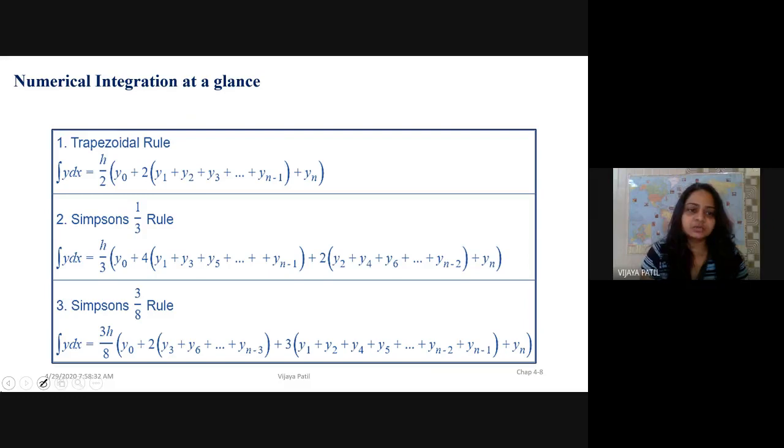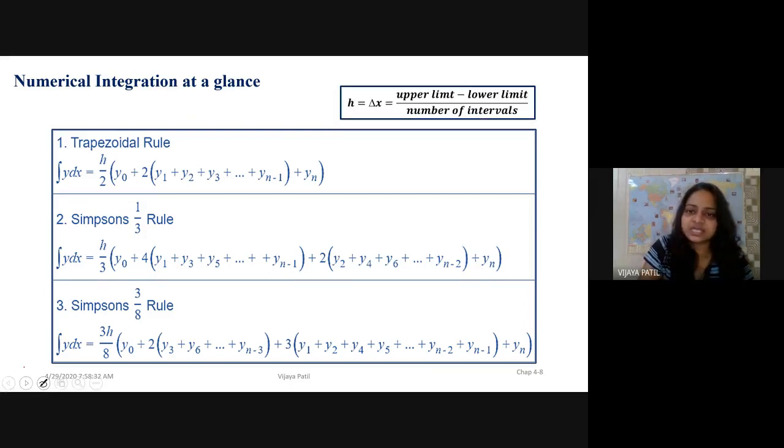Now in the trapezoidal rule, I have used a different notation. I have used this notation H with the purpose that in most cases the books give H instead of delta x. H is nothing but delta x, which is the upper limit minus the lower limit divided by the number of intervals. So H is the same as delta x, right? Whatever it is, H or delta x, it will be the same.